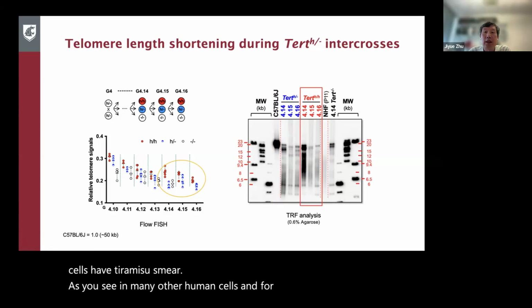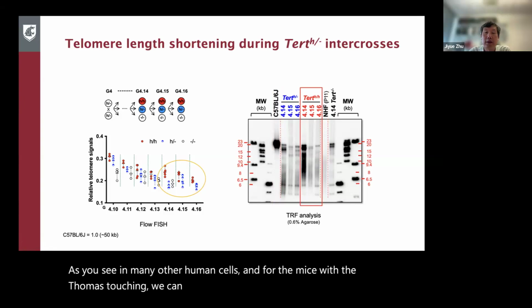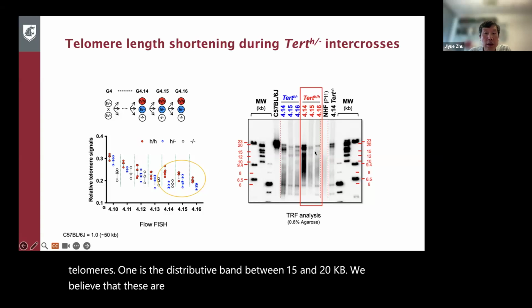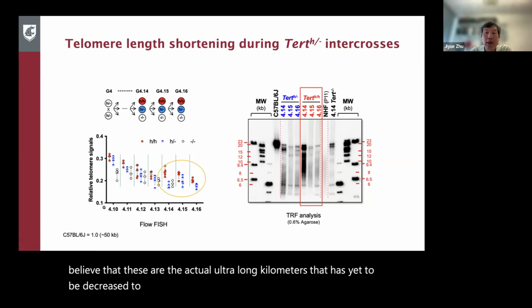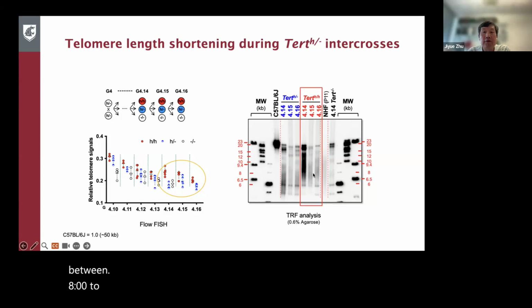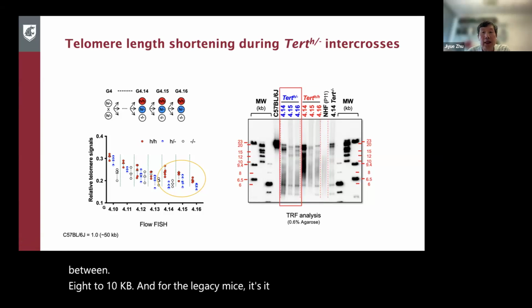And for the mice with the telomerase HM13 gene, we can see there are two types of telomeres. One is the distributed band between 15 and 20 kb. We believe that these are the ultra long telomere that has yet to be decreased to the human length. And we also see the human-like telomere smear. For the HH homozygous mice, the smear is between 8 to 10 kb, and for the heterozygous mice, it is between 6 and 8 kb.